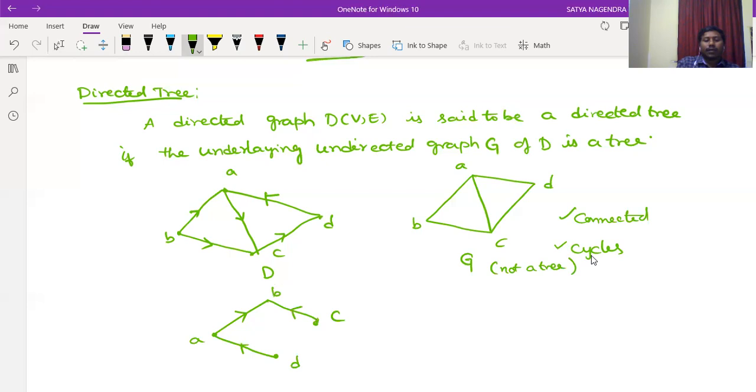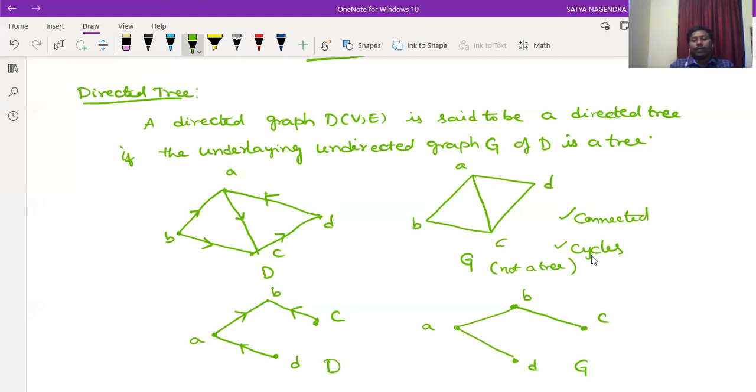So this is also having how many vertices? 4 vertices. This is a directed graph. Now the underlying undirected graph for this graph I am taking. So this is also having 4 vertices A, B, C, D. This is G now. Here we join those vertices in the graph with undirected edges. So this is the underlying undirected graph for this directed graph.